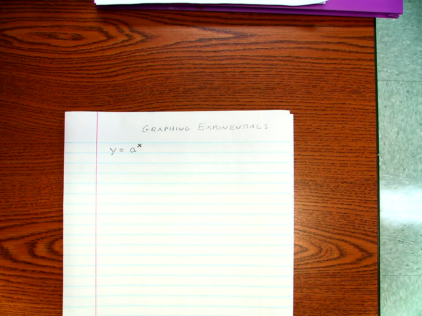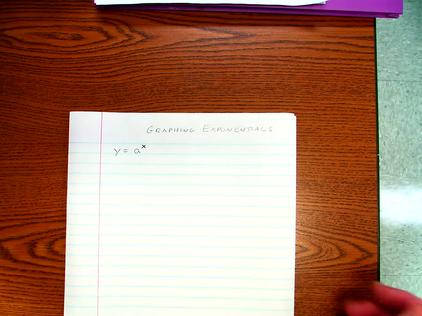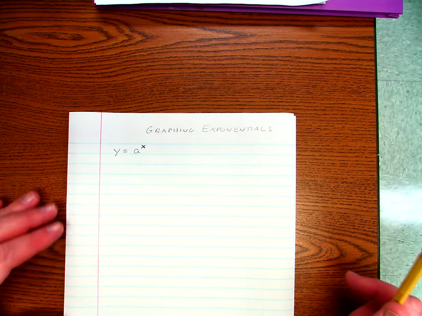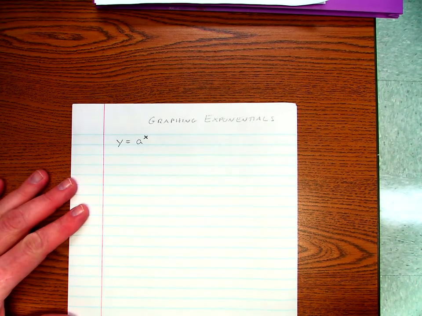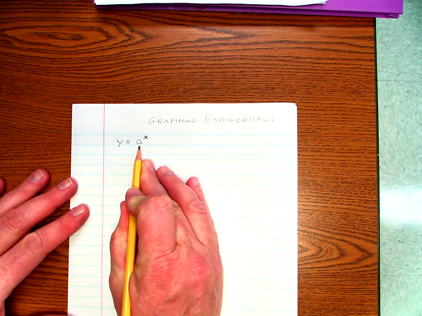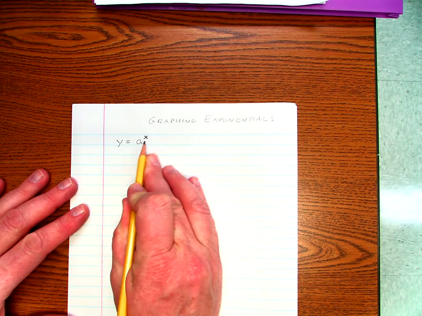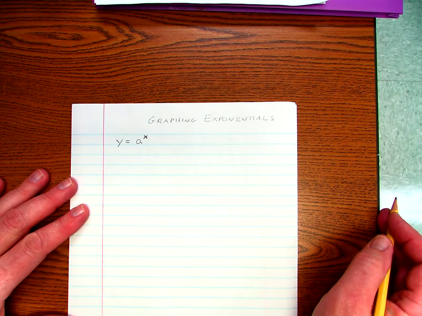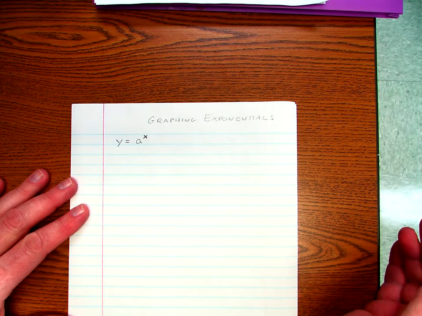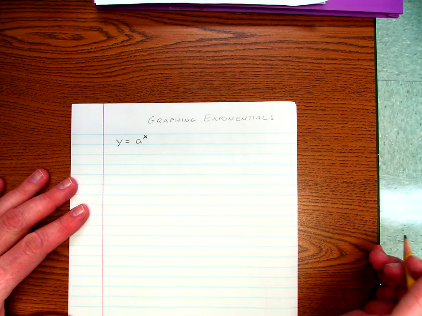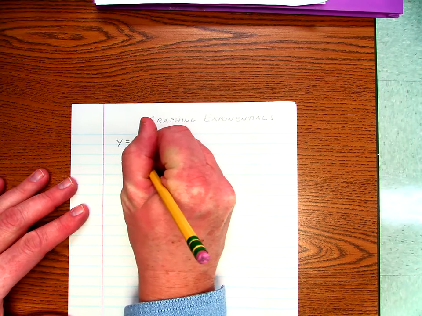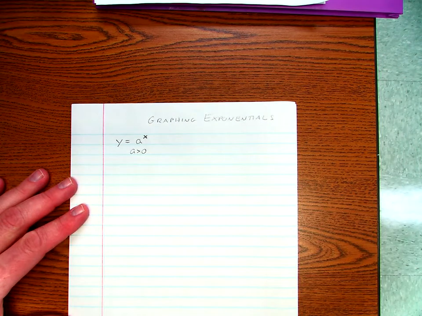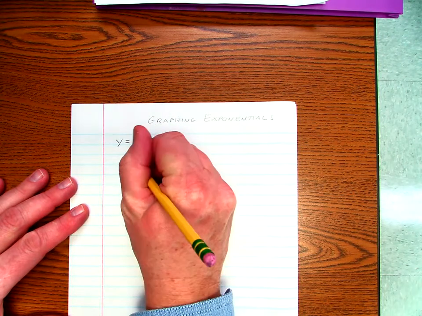Today's lesson is going to be graphing exponential functions. And we're going to start off with the simplest, or one of the simplest, exponential functions, a to the x power. Now, in order for these properties that we're talking about for the graphs to remain true, a has to be greater than 0, and a cannot equal 1.